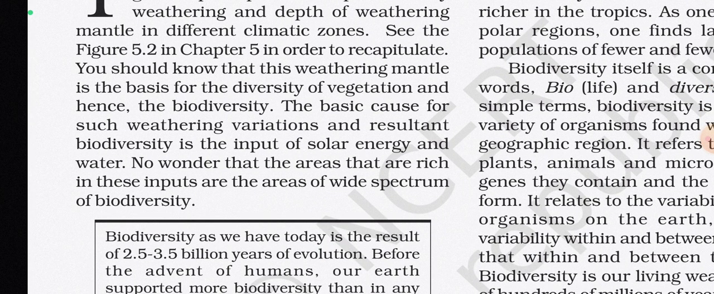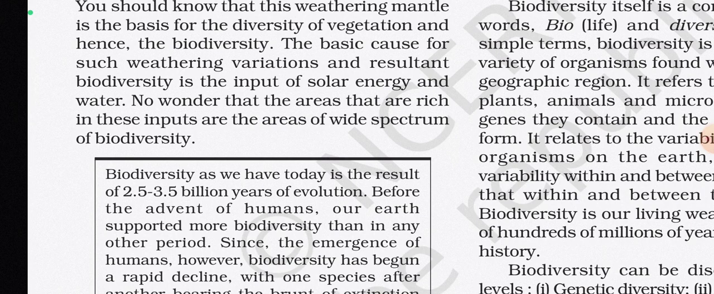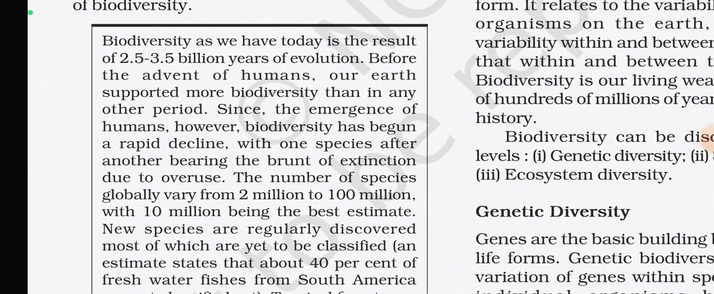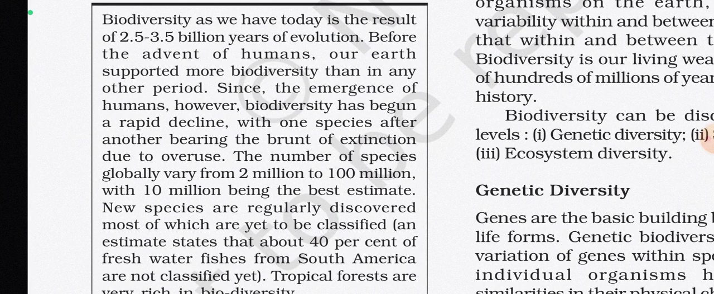By the way, you should know that this weathering mantle is the basis for the diversity of vegetation and hence the biodiversity. The basic cause for such weathering variations and resultant biodiversity is the input of solar energy and water. No wonder that the areas that are rich in these inputs are the areas of wide spectrum of biodiversity. Biodiversity as we have today is the result of 2.5 to 3.5 billion years of evolution. Before the advent of humans, our earth supported more biodiversity than in any other period. Since the emergence of humans, however, biodiversity has begun a rapid decline.